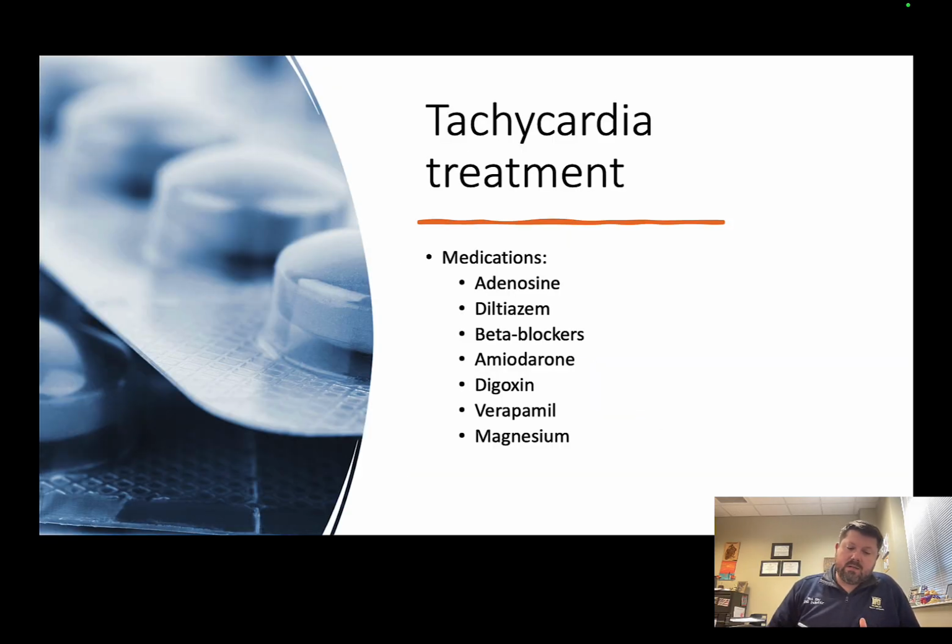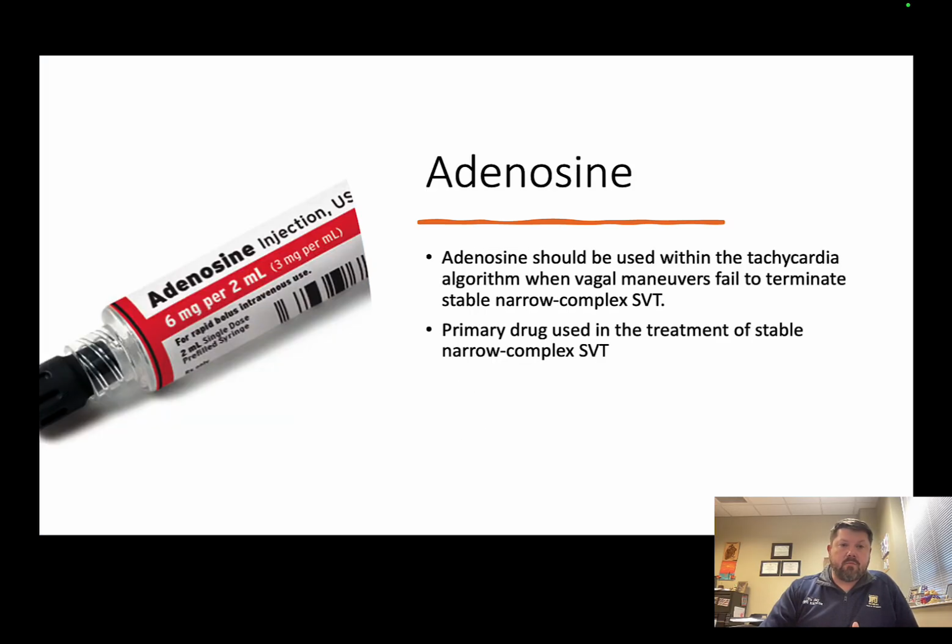So medications for tachycardia treatment include adenosine, diltiazem, certain beta blockers, amiodarone, digoxin, verapamil, and then magnesium for your torsades de pointes. Adenosine should be used within the tachycardia algorithm when vagal maneuvers fail to terminate stable narrow complex SVT. If you remember from the AVNRT lecture, we said we're going to treat any narrow complex tachyarrhythmia as AVNRT until proven otherwise, and adenosine should hopefully work for AVNRT.